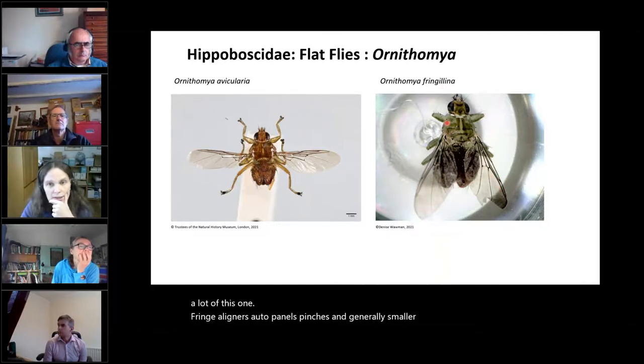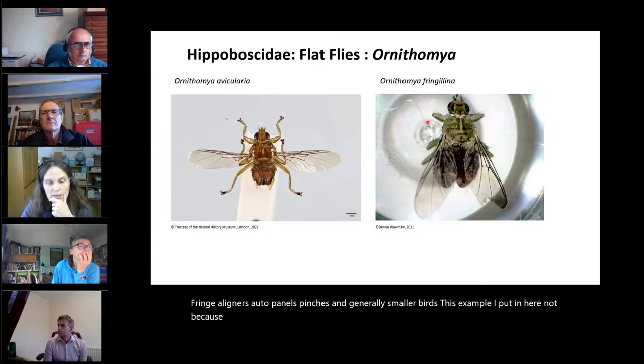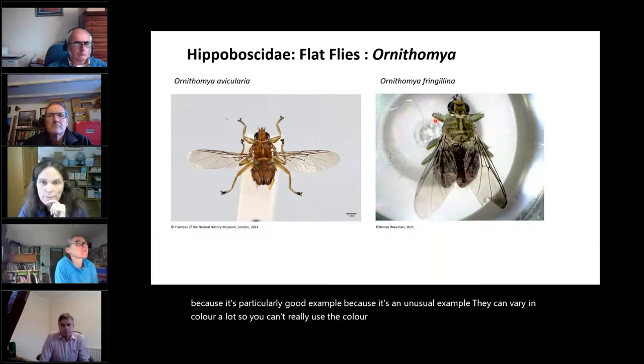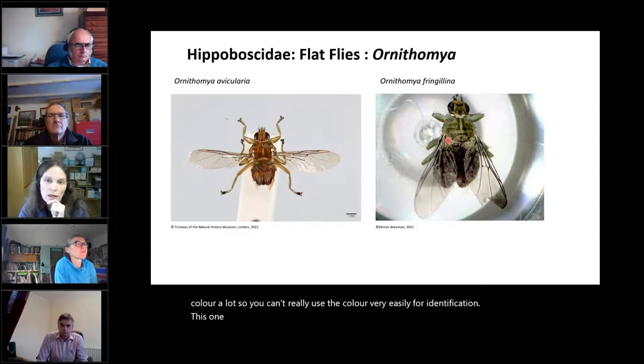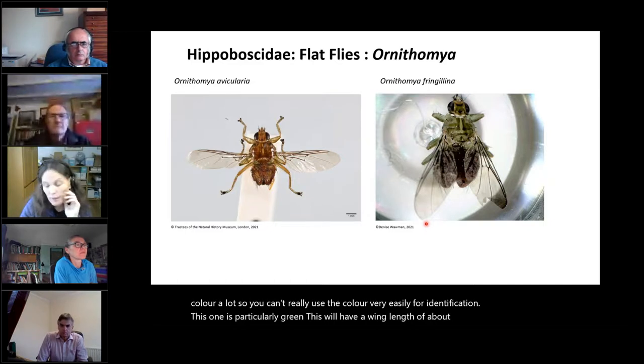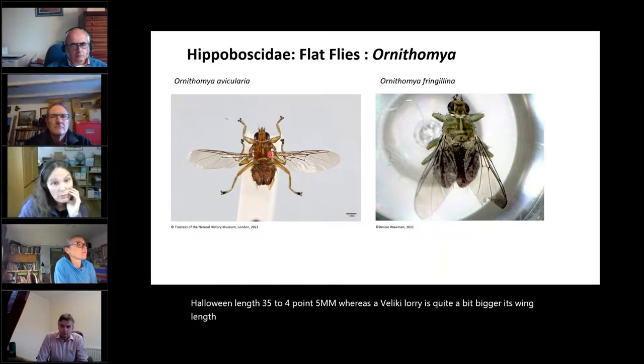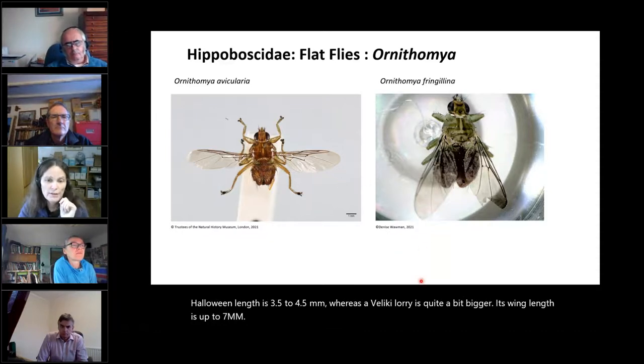This example I put in here not because it's a particularly good example, but because it's an unusual example. They can vary in colour a lot, so you can't really use the colour very easily for identification. This one is particularly green. This is the smallest of them, with a wing length of 3.5 to 4.5 millimetres, whereas avicularia is quite a bit bigger, its wing length is up to 7 millimetres. So a range of sizes in them.